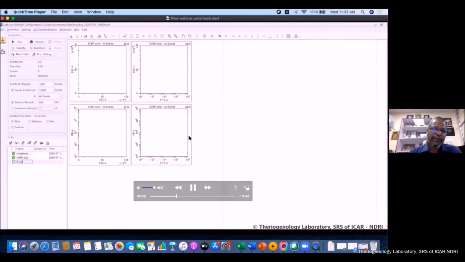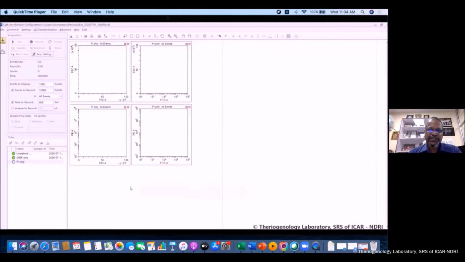And now I'm going for PI. With PI, we expect two populations: one population here that is PI positive, and one population here that is PI negative. Let us see how it goes. PI is always good. It is quite easy to use.